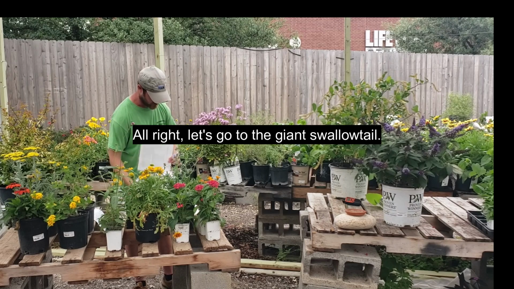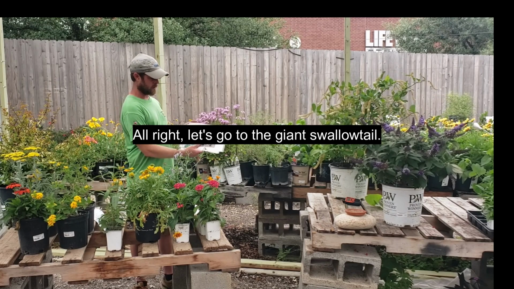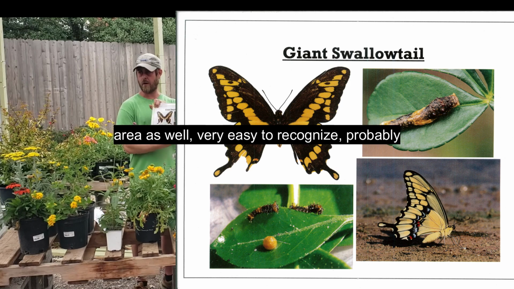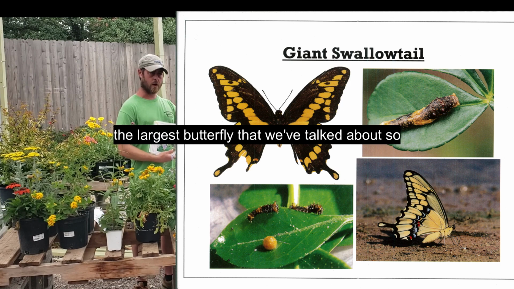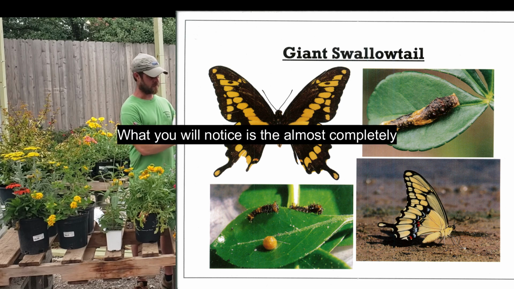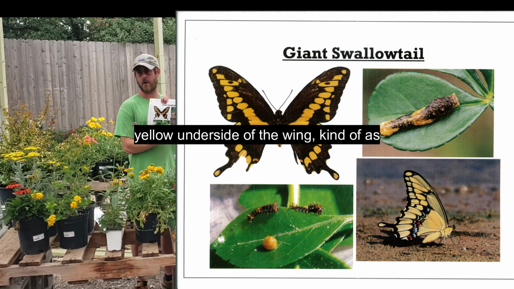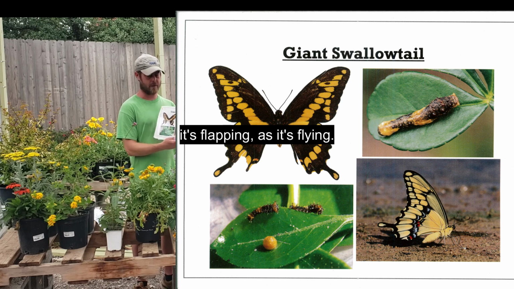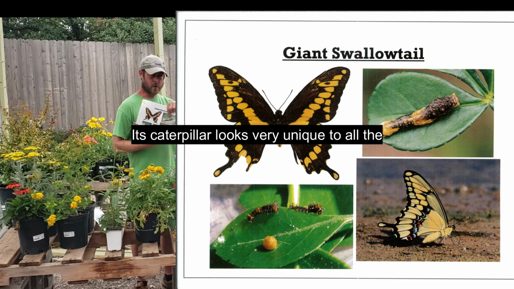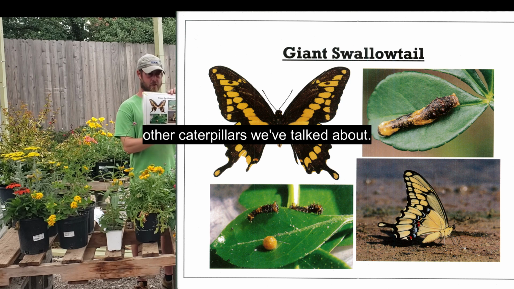All right, let's go to the giant swallowtail. This is a very common one for this area as well. Very easy to recognize, probably the largest butterfly that we've talked about so far today. What you will notice is the almost completely yellow underside of the wing as it's flapping and flying. Its caterpillar looks very unique compared to all the other caterpillars we talked about.